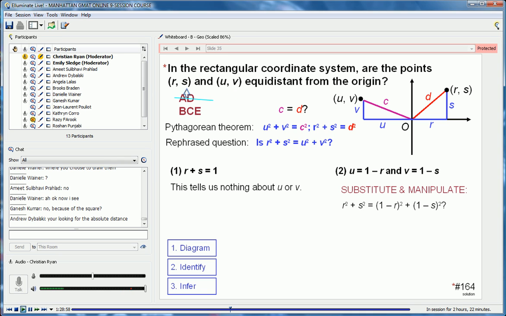U itself, or V itself, or R itself, or S itself might be positive or negative, but when we square them in the Pythagorean theorem, it's not going to matter whether they were positive or negative. So however we draw them, it's just to give us a sense of where they live. It doesn't matter otherwise. So, good question.